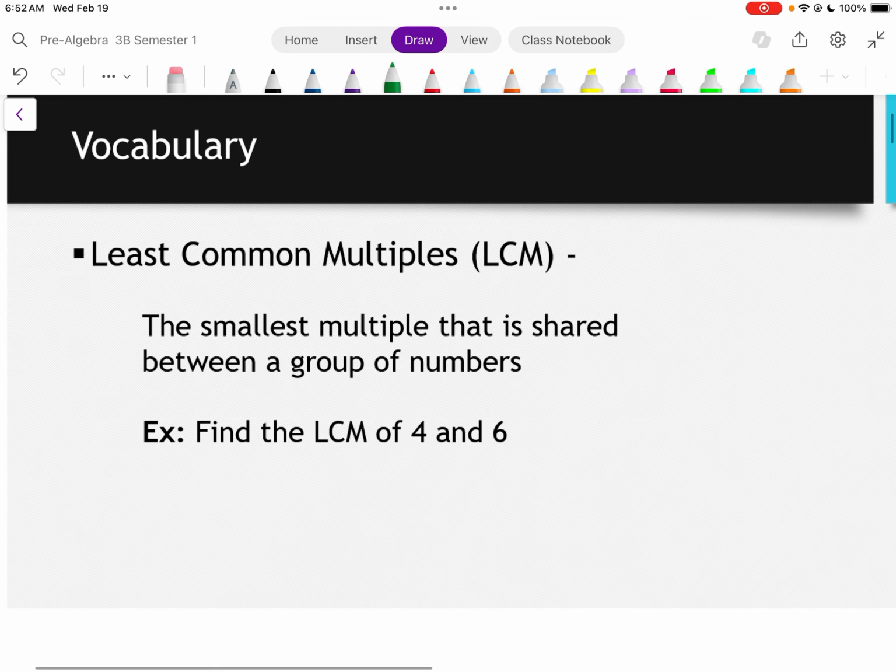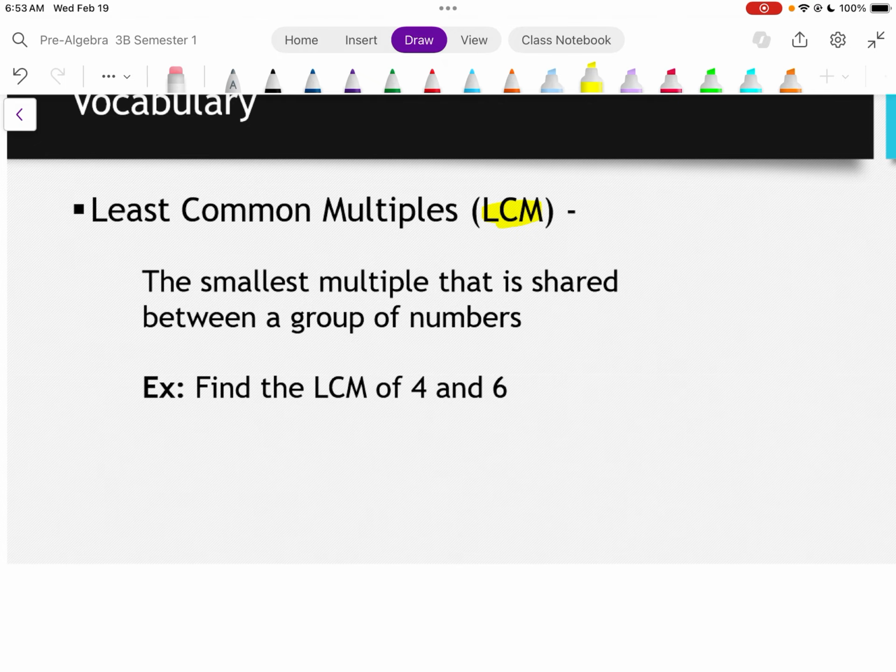All right, so the reason that multiples are going to come in handy is because we are going to need least common multiples, and this helps a lot in higher level math or even with basic math with adding and subtracting fractions. So we are going to master this first before we move on to fractions. This one is the least common multiple, LCM, and that's how you're going to see it abbreviated most of the time. And this is the smallest multiple that is shared between a group of numbers.